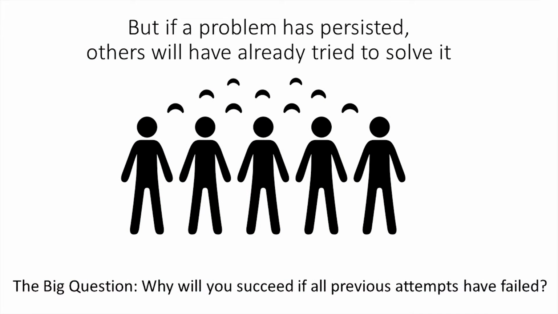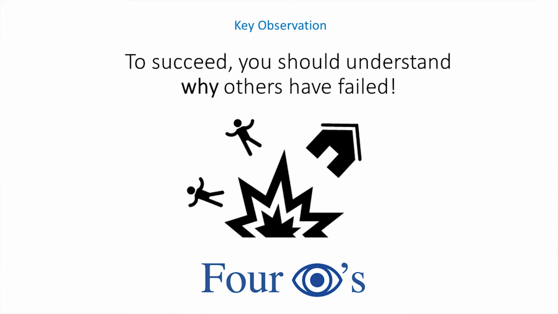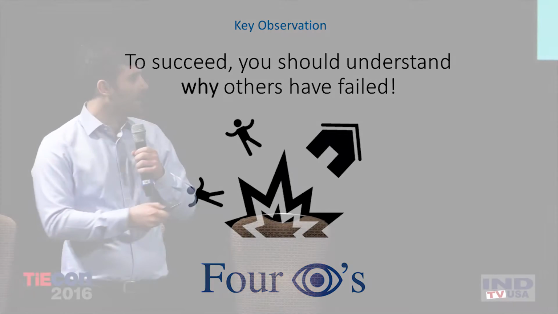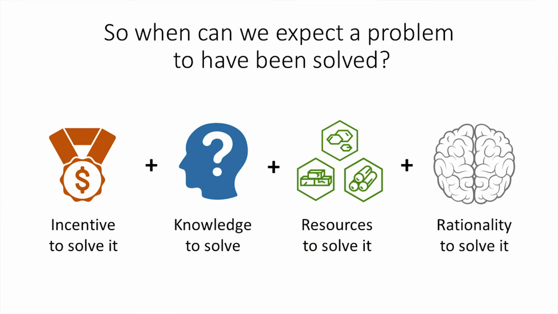But the thing about persistent problems is that because you know that other people have tried to solve them and they're still there, that raises a big, important question, which is why will you succeed if all previous attempts have failed? And there's a key takeaway here, which is that to succeed, you should understand why the previous attempts have failed. And that's what this 4 I's framework is about. It's about understanding the problem deeply enough that you can avoid the mistakes of others and maybe actually succeed at solving it.